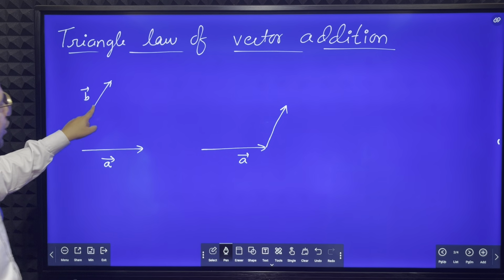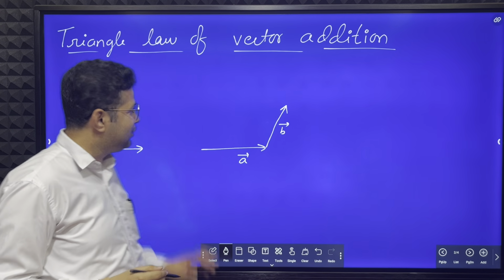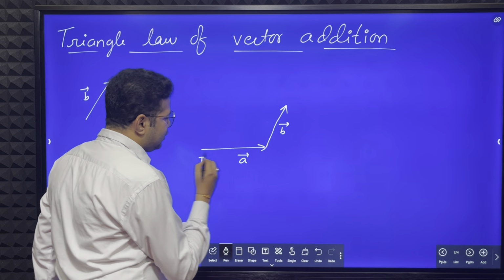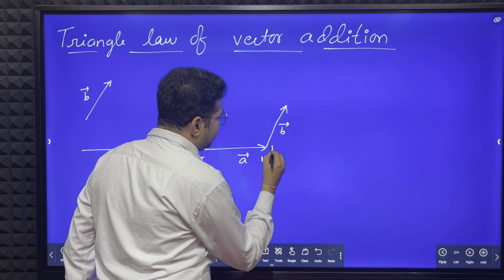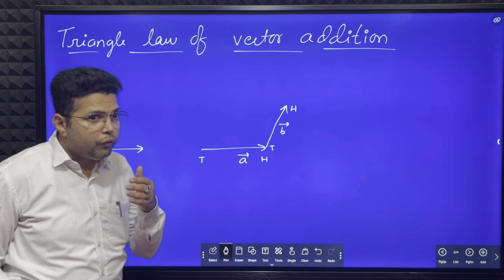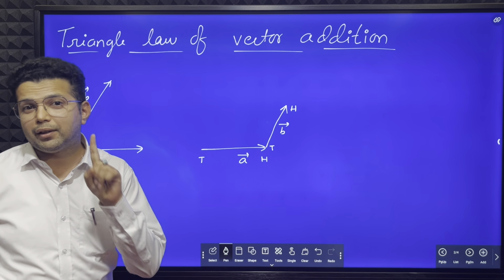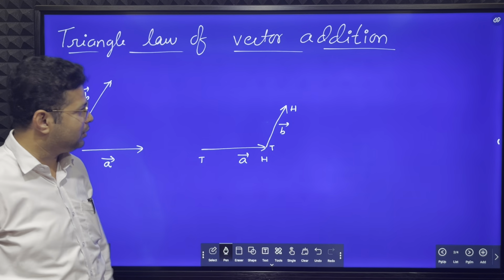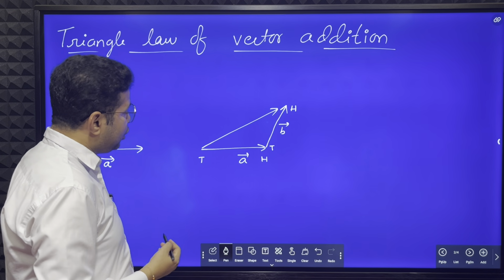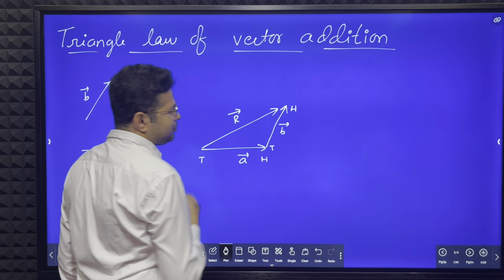I should not change the direction of vector B and I should not change the magnitude of vector B. The same vector I brought here. Now see, this is the tail of the first vector, this is the head of the first vector, this is the tail of the second vector, this is the head of the second vector. If two vectors are connected in head to tail fashion, then the third vector, which goes from the tail of the first to the head of the second, gives the resultant.